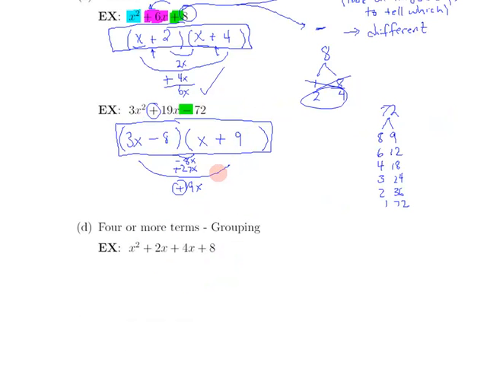When there are 4 or more terms, we use a technique known as grouping, which means, in effect, we're going to group these into pairs or groups of a certain size and factor the GCF out of each one.